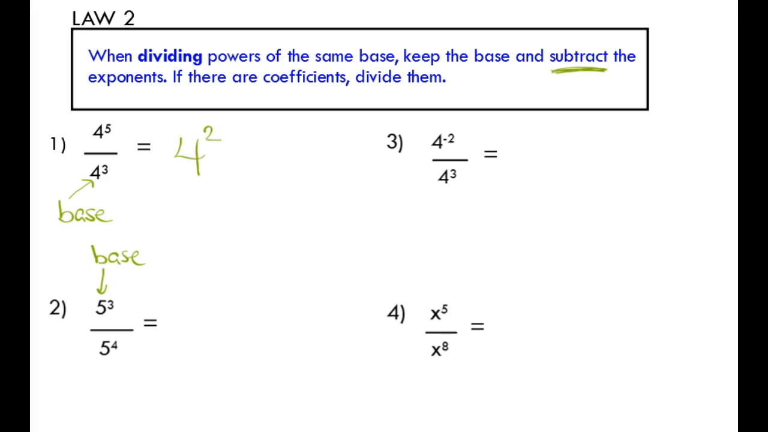I got stuck on saying what you shouldn't do, and I almost did it. Keep the base. And then 3 minus 4, you always have to do the top one minus the bottom one, not just whatever order feels better. And 3 minus 4 is negative 1.